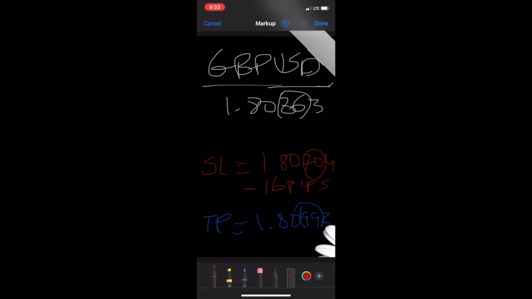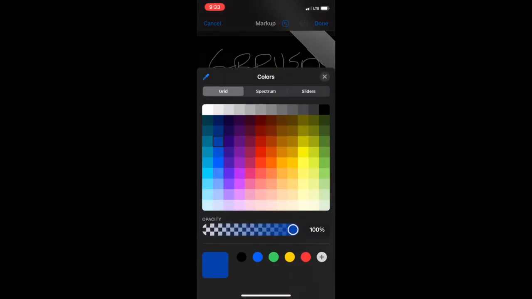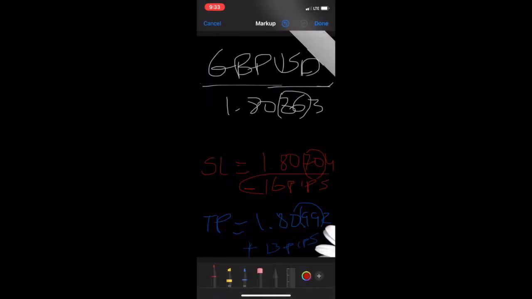So for our stop loss, the difference would be 16 pips. So that means if we lose, we were going to lose 16 pips. Now for our take profit, if we win, we're going to win 13 pips. So for any trader, you will know that this is not a great deal because you can lose more than you can win. So it's not the ideal trade.